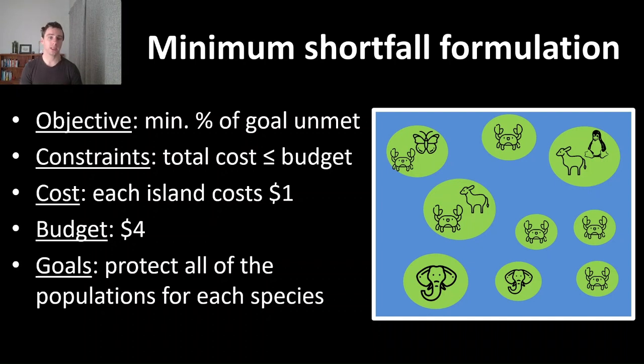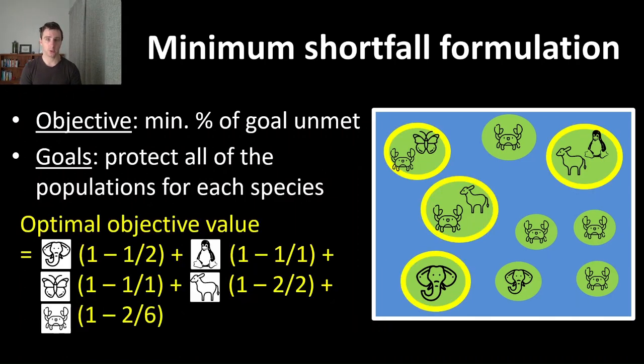Here, our goals are going to be that we want to protect all of the populations for each species. This is a bit more complicated and we can't immediately spot what the optimal solution would be, but I ran this using the Where to Work tool and this is the solution that we got. Let's work backwards now from this optimal solution to work out why this would be the optimal solution. We can see straight away we've got 4 islands selected. So we've met our constraint that our solution cannot cost more than 4 cost units, or in other words, select more than 4 islands.